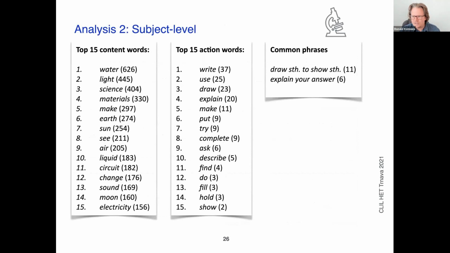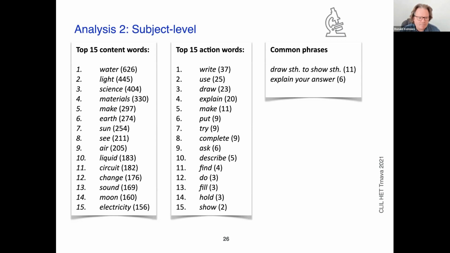So maybe I just carry on, Georg. Yes. When we have a look at the subject level and we look at the lexis, then this kind of analysis also provides us with useful insights as far as content words, action words, and common phrases are concerned. And again, from a teaching perspective, this has implications because these are probably the terms that you would focus on first, because you simply know that in the materials, they tend to occur quite often.